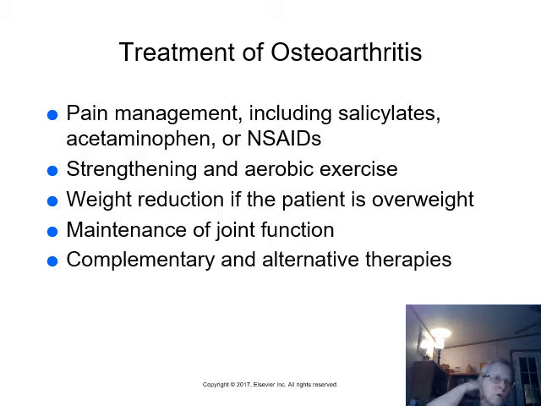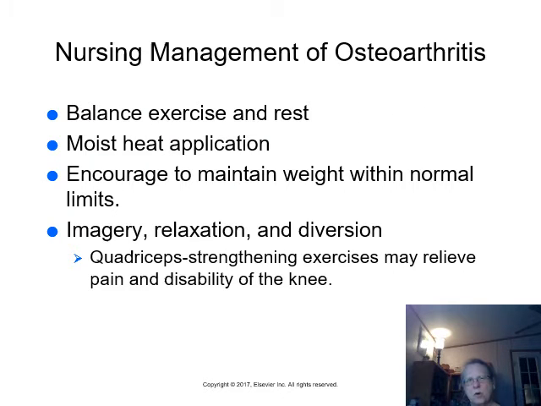We're going to definitely work on strength training, aerobic exercise, weight reduction if the patient is overweight, maintenance of joint function, and alternative therapies as well. Nursing management, once again: balance exercise and rest. Moist heat helps with circulation and soothes the joint area. Maintain weight within normal limits. Imagery, relaxation, and diversion are other things we can do besides just medication for pain management.